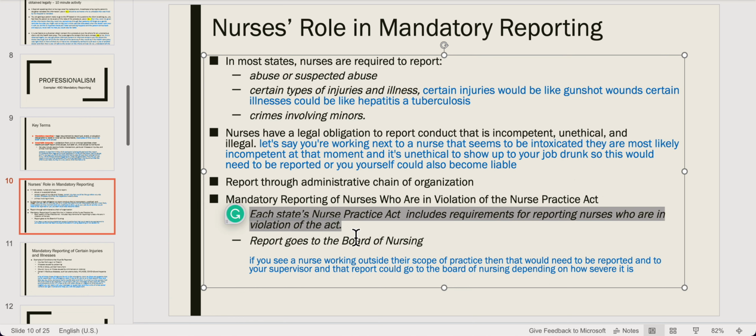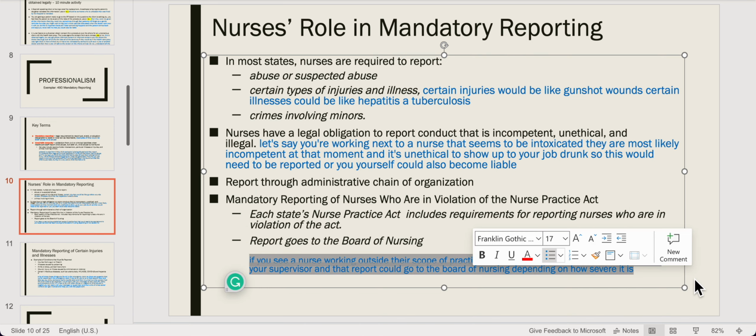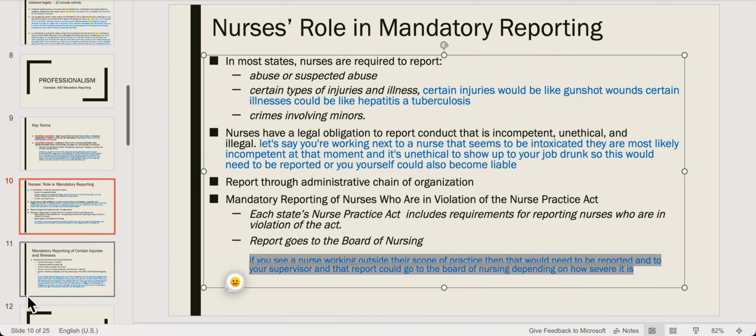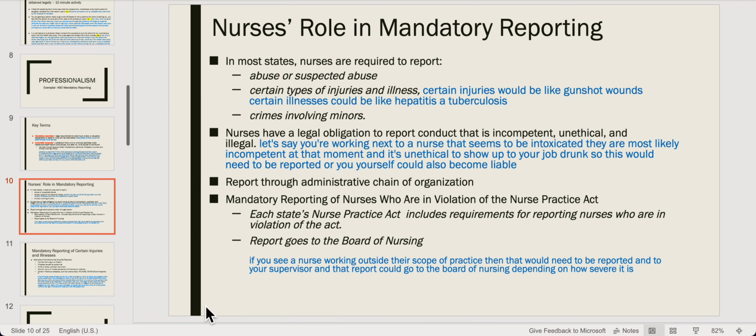Mandatory reporting of nurses who are in violation of the Nurse Practice Act. Each state's Nurse Practice Act includes requirements for reporting nurses who are in violation of the act. The report goes to the Board of Nursing. If you see a nurse working outside their scope of practice, then that would need to be reported to your supervisor, and that report could go to the Board of Nursing depending on how severe it is.